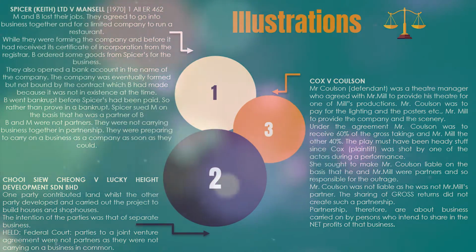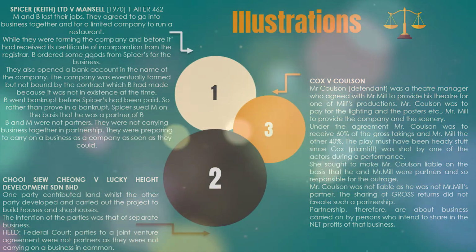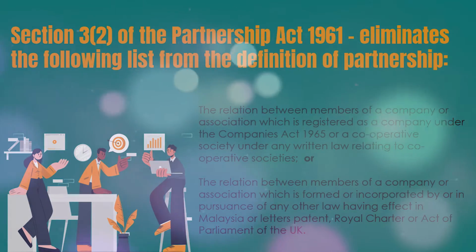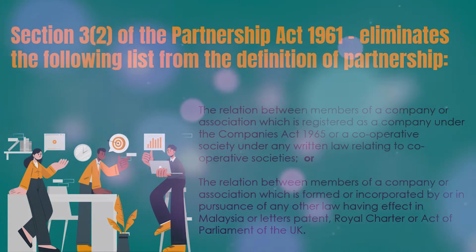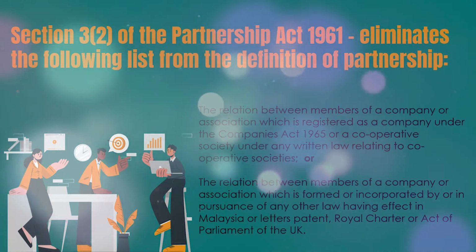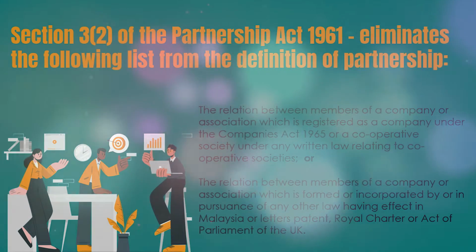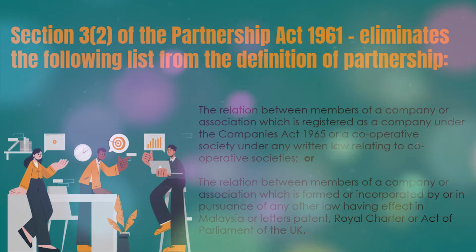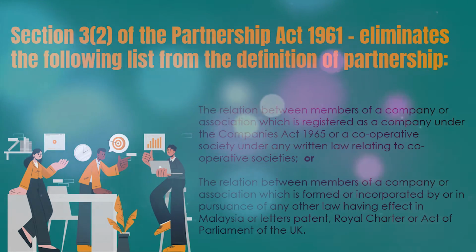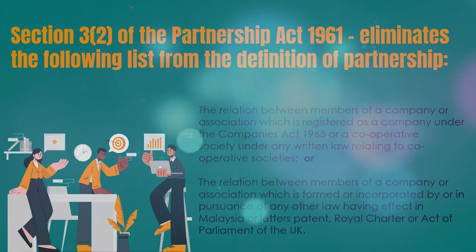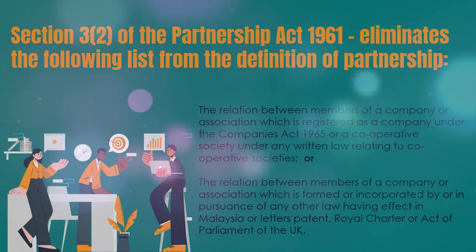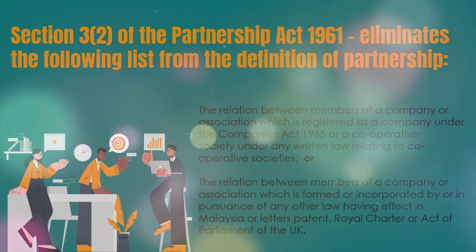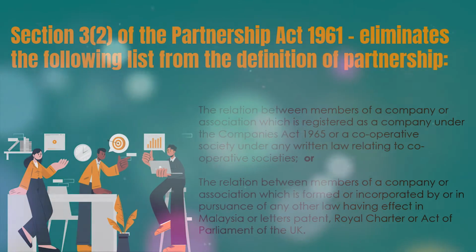Stated are a few illustrations of cases related to each characteristic for your reference. The relation between members of a company or association which is registered as a company under the Companies Act 1965 or a cooperative society under any written law relating to cooperative societies, or the relation between members of a company or association which is formed or incorporated by or in pursuance of any other law having effect in Malaysia or letters patent, Royal Charter or Act of Parliament of the UK.